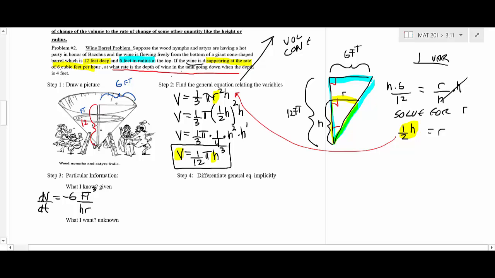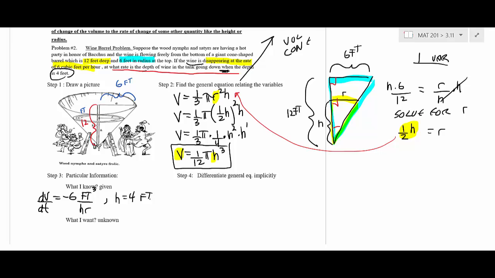The other thing that we have is it says what is the rate of the depth of the wine when the depth is 4 feet. In this diagram, that's what h is. So we also know that h is 4 feet. Those are the two key things that we're given that are going to allow us to get the problem put together. So I've done the hardest part of the problem. The rest of it is mechanics of calculus. Is there any question that you have about the relationship or anything?